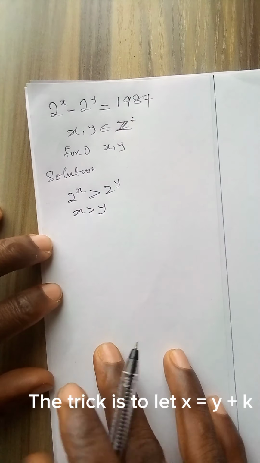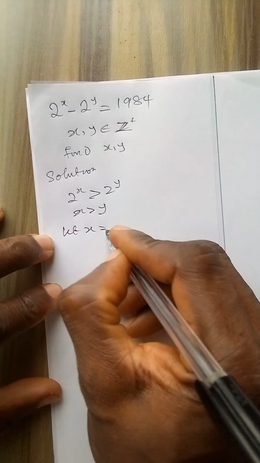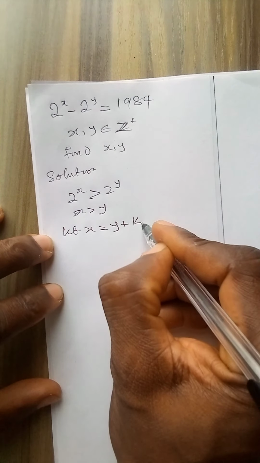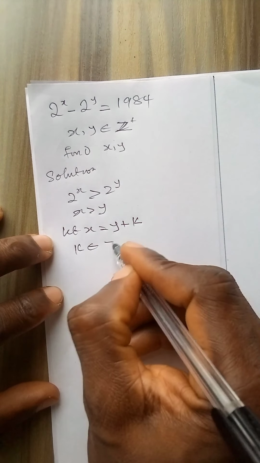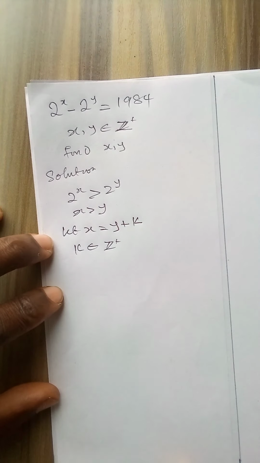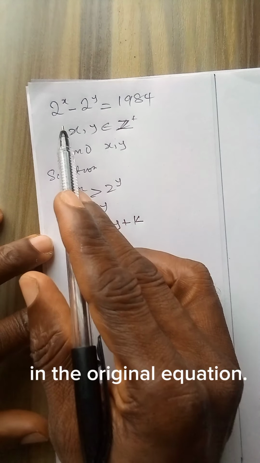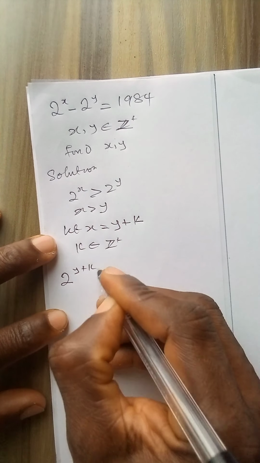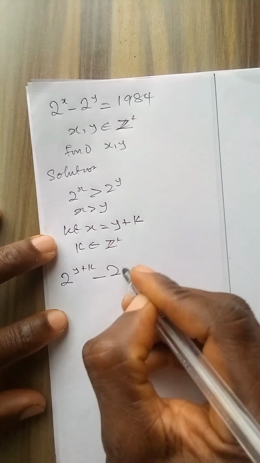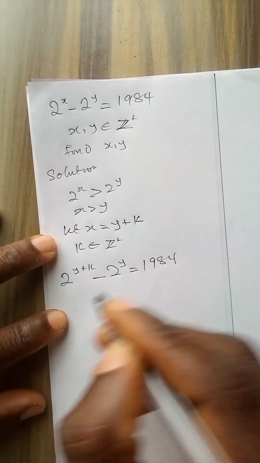So for us to solve this problem, we need to let x equal y plus a constant k, where the constant is also a member of the set of positive integers. Now let us substitute y plus k for x in the original equation. So we'll have 2^(y+k) − 2^y = 1984.